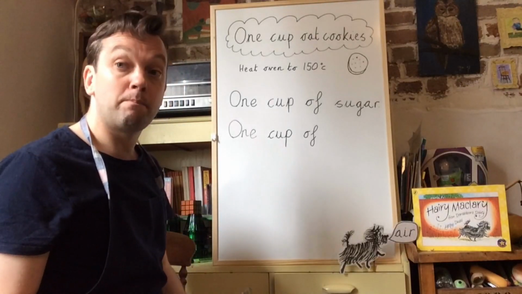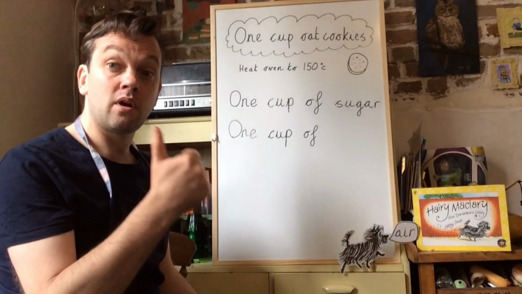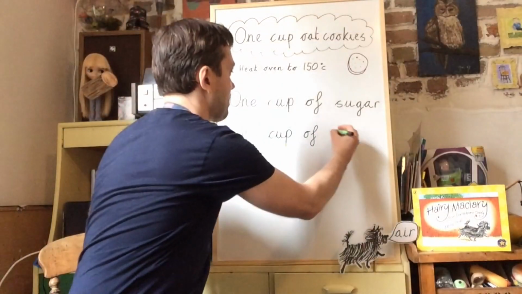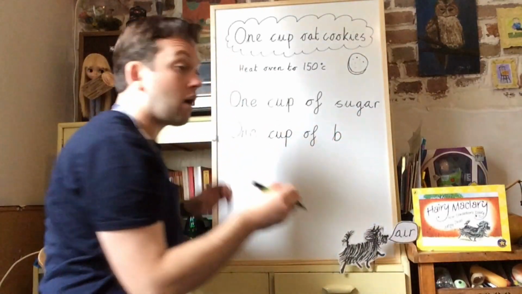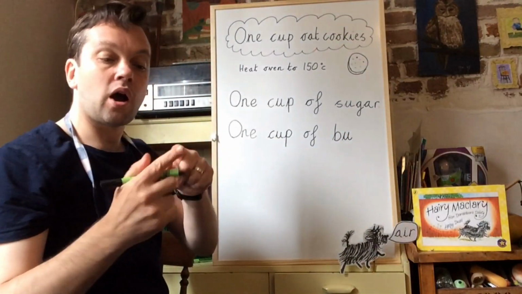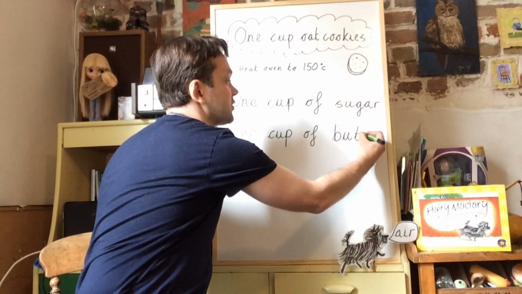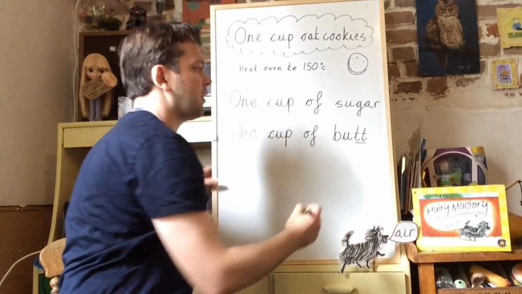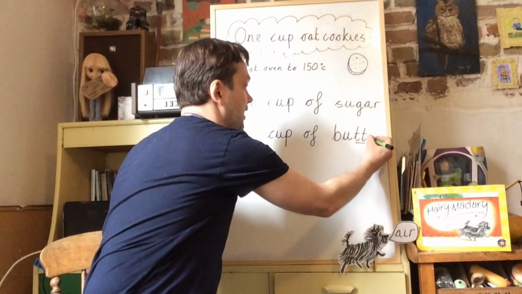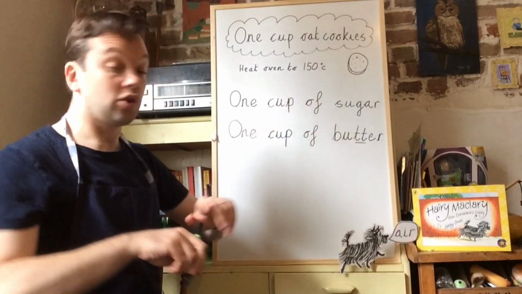Butter. Bu. The letter U. Two letter T's for this word, making the sound T. And then at the end of the word, it's the letters E and R. Full stop. 1 cup of butter.